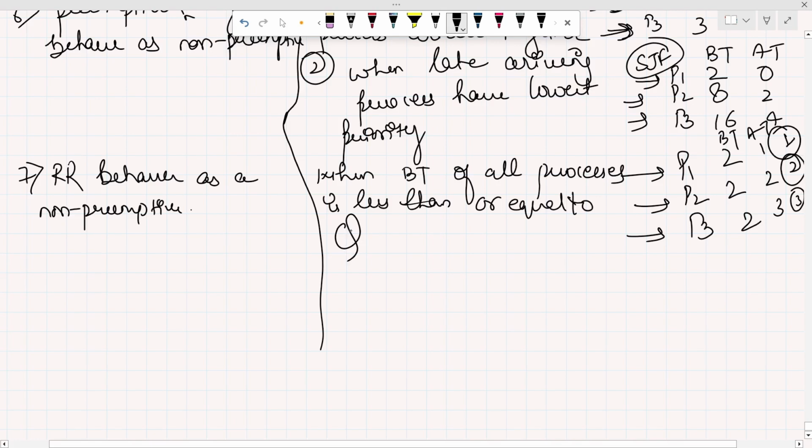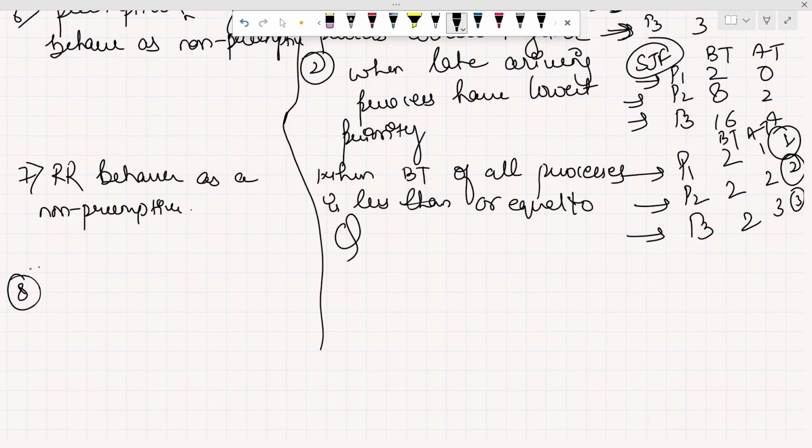Q is what? Q is a time quantum. Okay, so RR will also behave as a non-preemptive. Now what's the next thing? Next thing is now we discuss all the algorithms, preemptive, non-preemptive, different things.